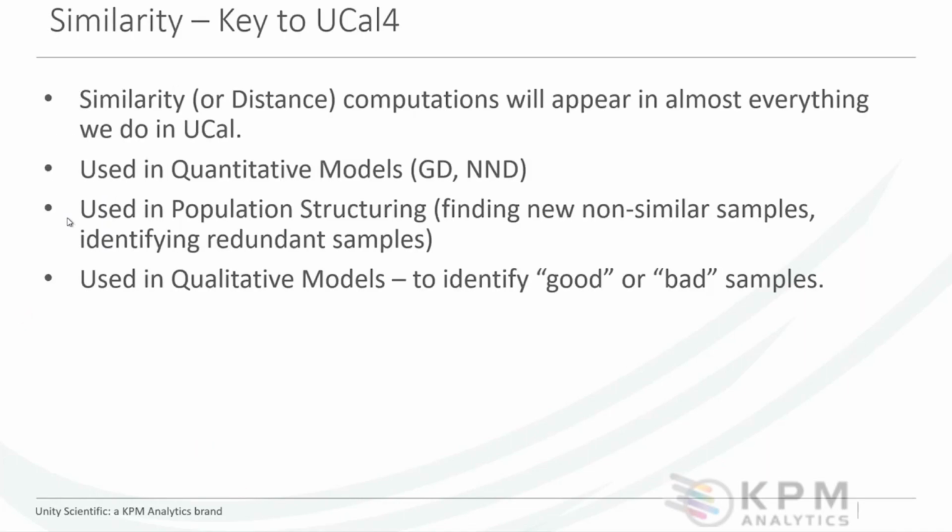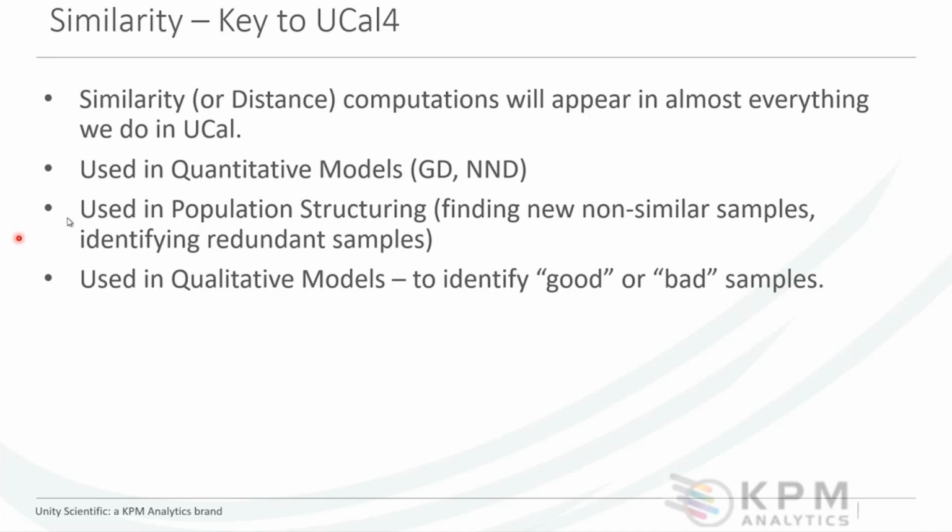So we find similarity in all sorts of different places in UCal4 and in our calibration development. We can use it in our quantitative models. We use it for our outlier indicators. We talked about that last lesson: global distance, nearest neighbor distance. We will use it in population structuring. This will be an exercise in the middle of our course, in the middle of our exercises.